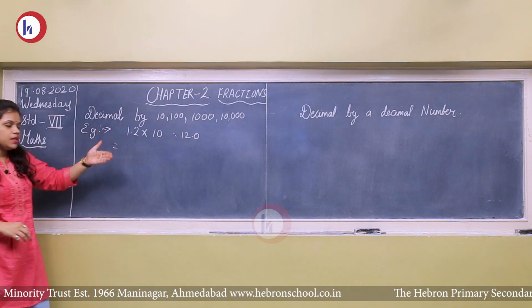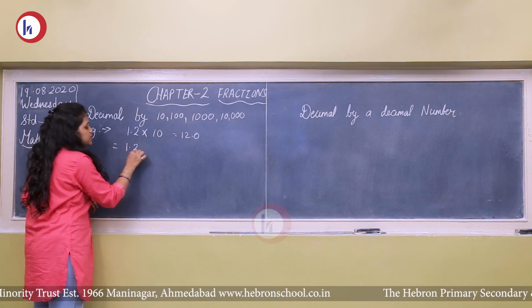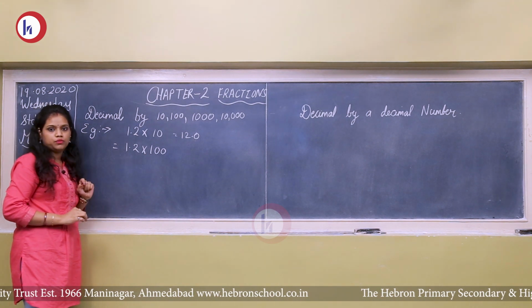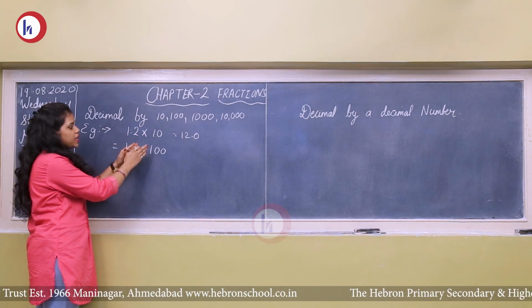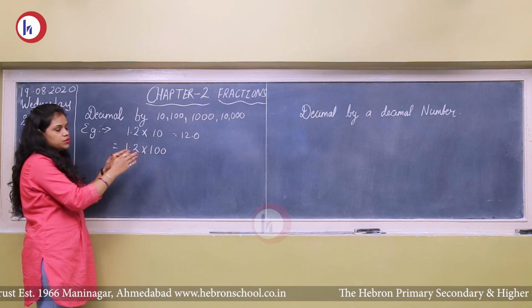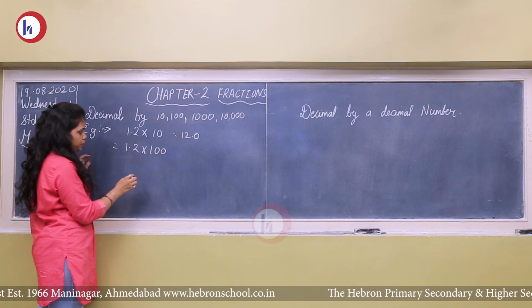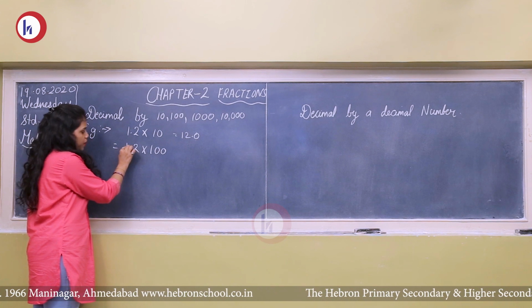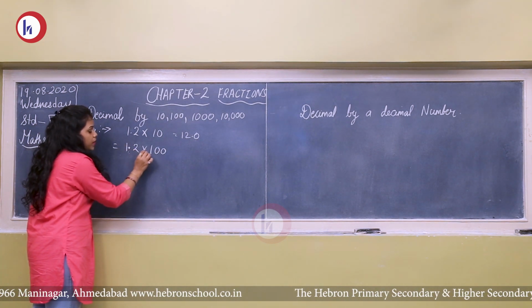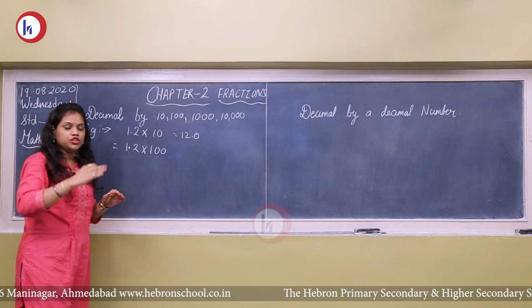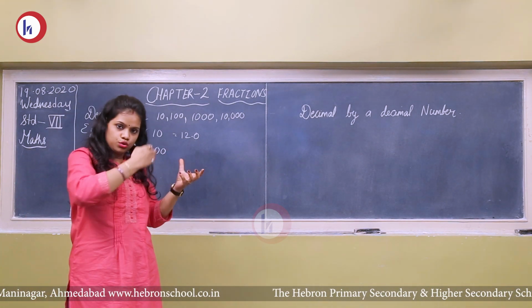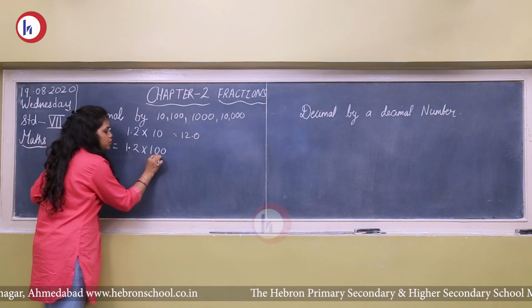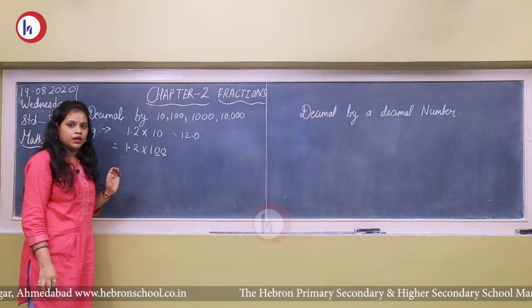Now there is another method to do this easily. Suppose let's take 12 into 100. Whenever you are multiplying with 10, 100, 1000 or 10,000, you have to shift your decimal from the place to the right side. How many times? As many zeros as you have in your number.